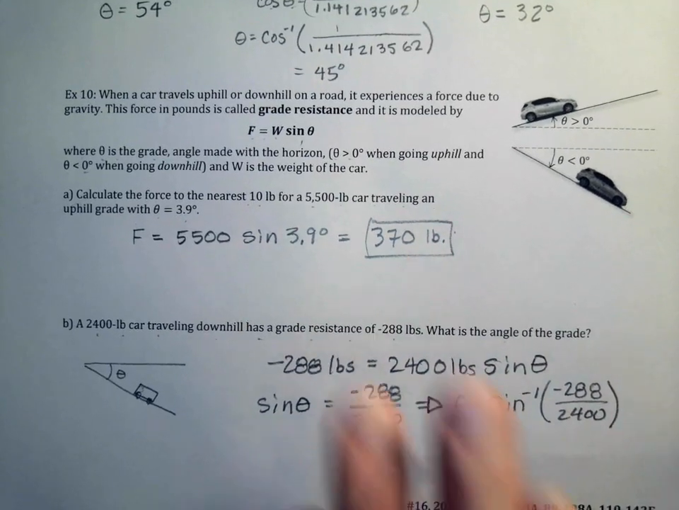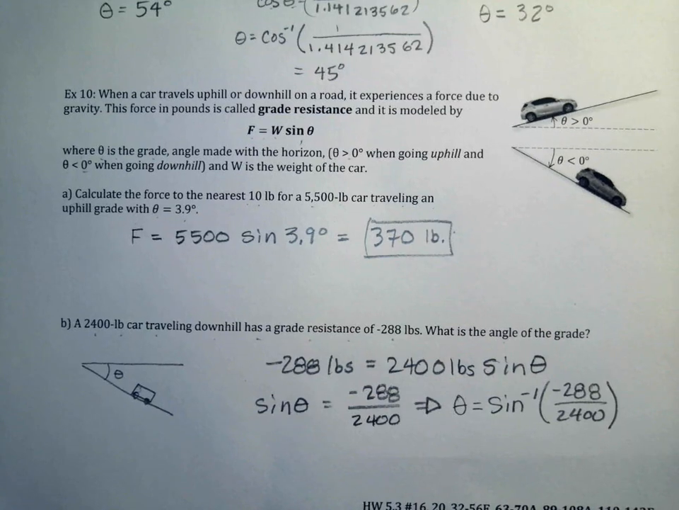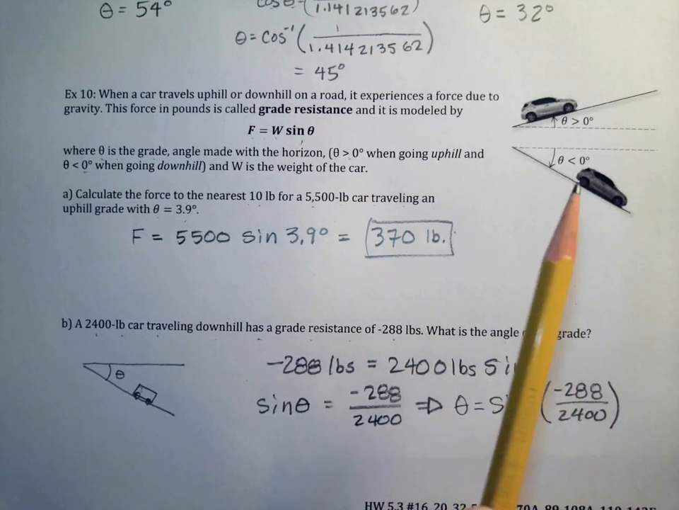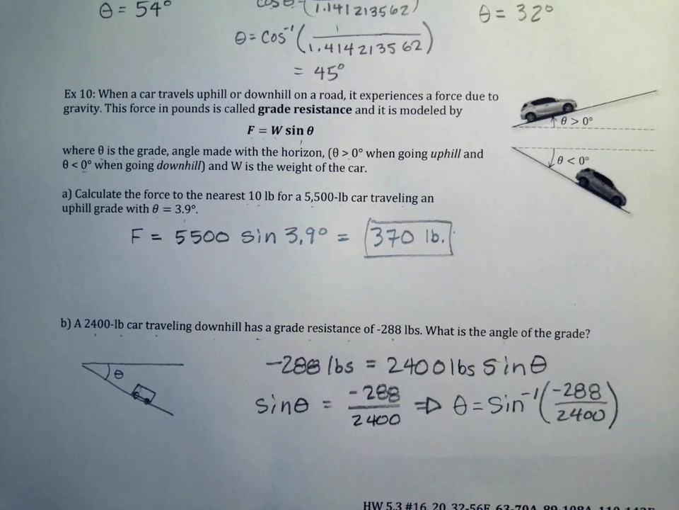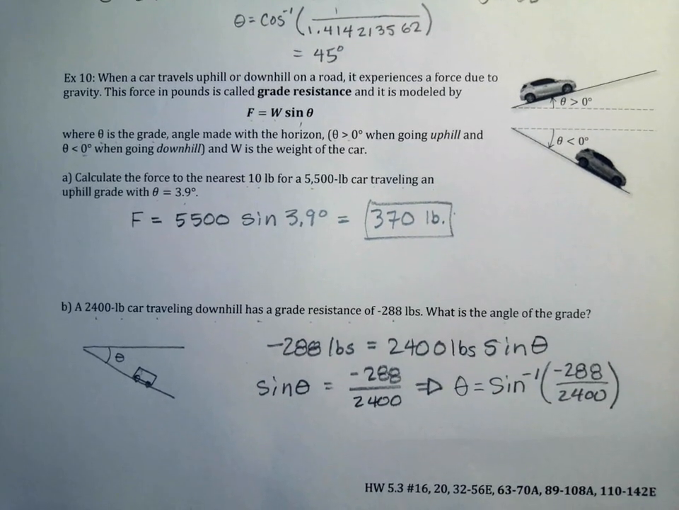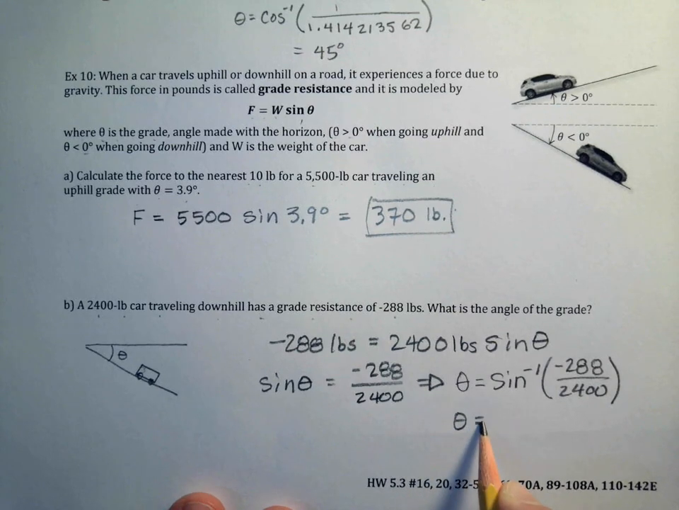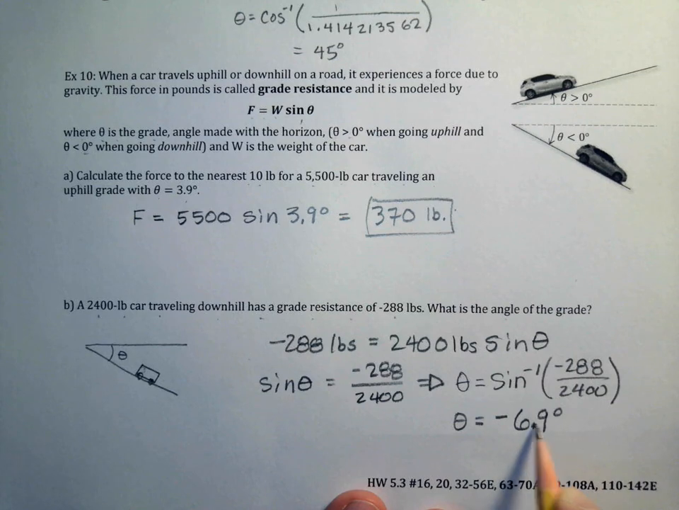So you may not really understand what this whole grade resistance is and the force and that kind of thing. Don't worry about it. You just plug in what you know. We'll talk more about these kinds of forces and normal forces and resistant forces in a later section when we get to vectors. So don't worry about it too much. All right, so what is it? Plug that into your calculator. We end up getting negative 6.9 degrees, I think, to the nearest tenth of a degree.